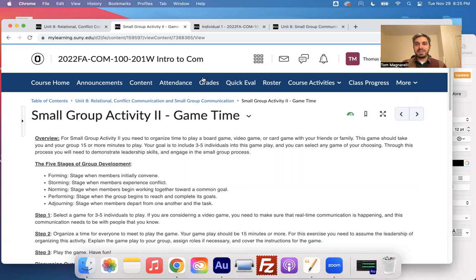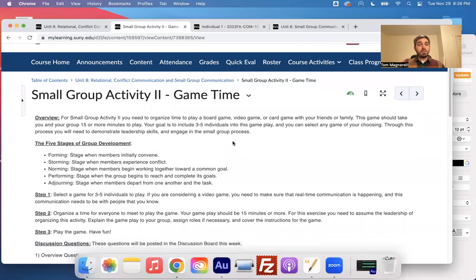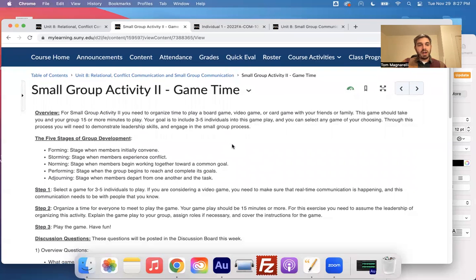Remember, try to sell them on that this is fun. This isn't like, we don't want this to be too much of a chore for anyone. We want to have fun with this. And you can select any game of your choosing. Through this process, you will need to demonstrate leadership skills and engage in the small group process. So we've got 5 stages of group development: forming, when members initially convene; storming, when members experience conflict; norming, when members begin working together toward a common goal; performing, when the group begins to reach and complete its goal; and adjourning, when members depart from one another and the task.